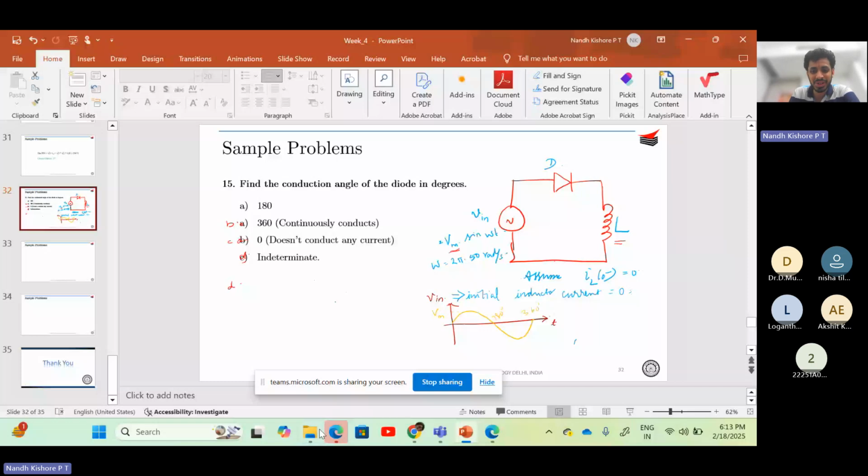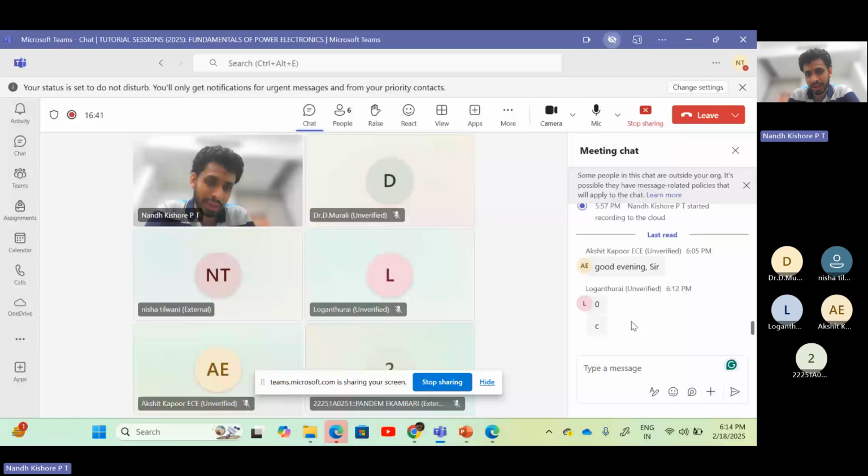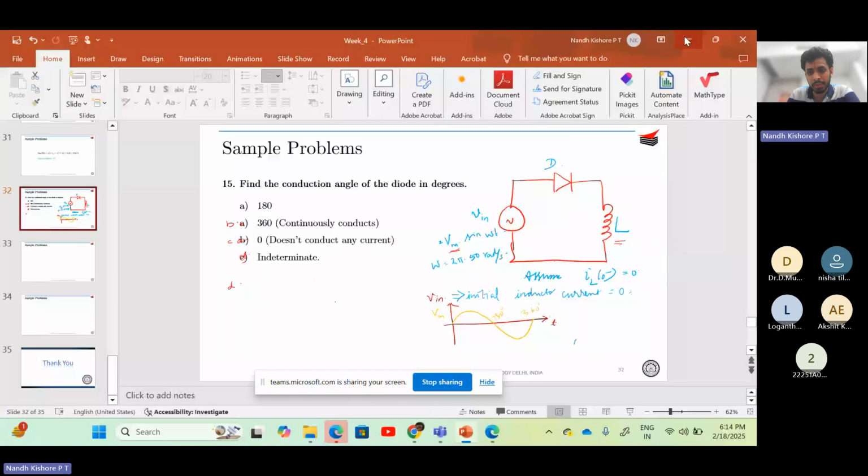No one is going to judge over here, so you can just attempt. Okay, so Loganturai cells, it is option C, 0. So why? You can also type in the chat box. Why do you tell it will not conduct at all? This is a simple inductive load with a diode.